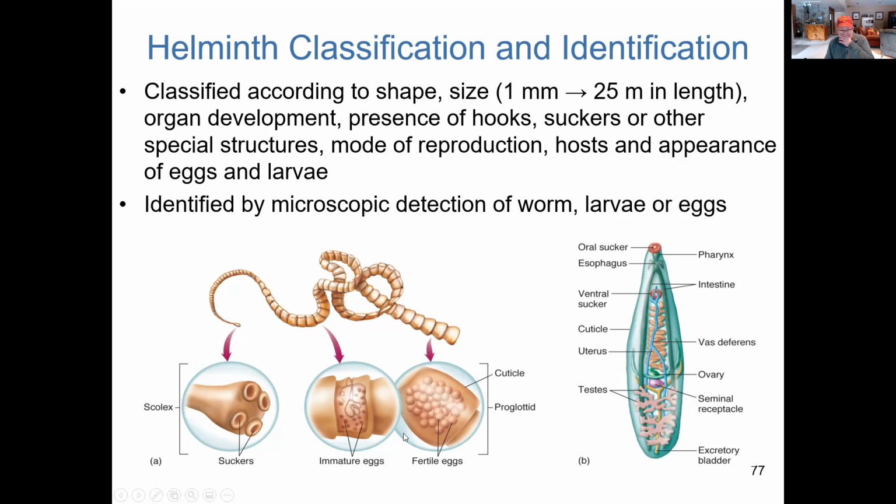Same applies for the tapeworm. These segments are called proglottids, as you'll learn about in a few minutes. And these proglottid segments contain the various forms of the eggs and the sperm.